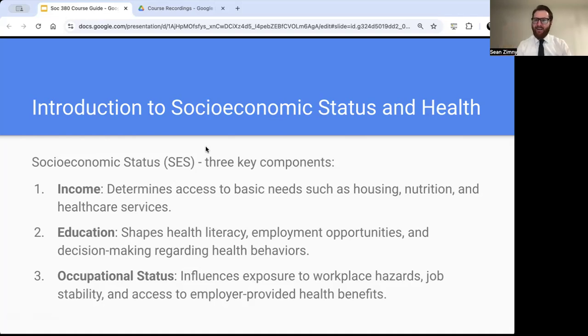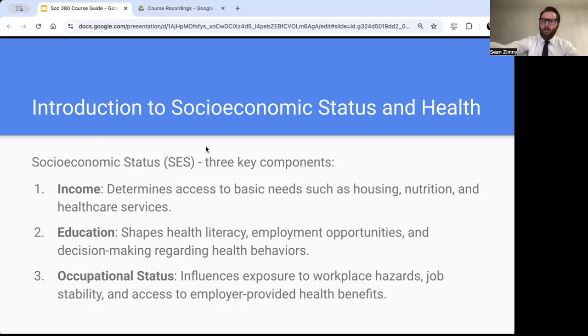The third piece that comes together to really create socioeconomic status and our understanding of it is occupational status. Remember, we talked a little bit about status in that first week, the first session, where we talked about some of the key elements of what goes into the sociology we're studying. So occupational status influences exposure to workplace hazards, job stability, and access to employer-provided health benefits.